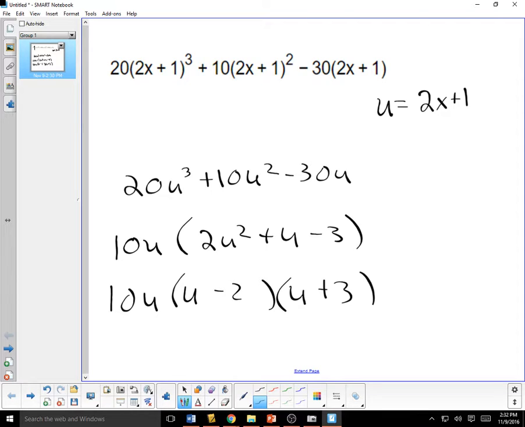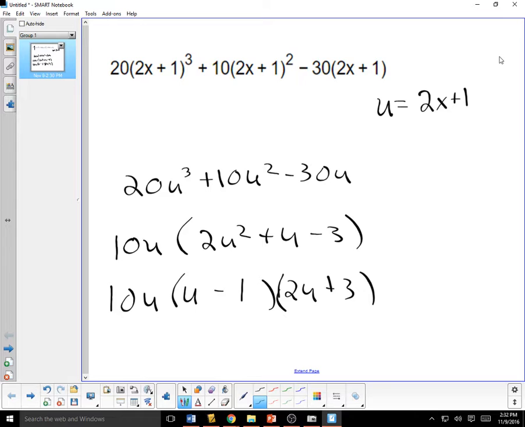Oh, that's not right. What was it? It was 1 here, and then 2, and then 2u minus 3? No, it can't be that. It's plus 3. There we go. So there it is factored completely.